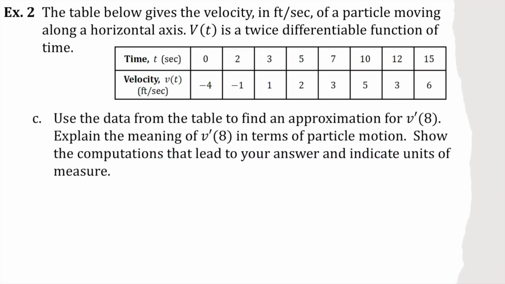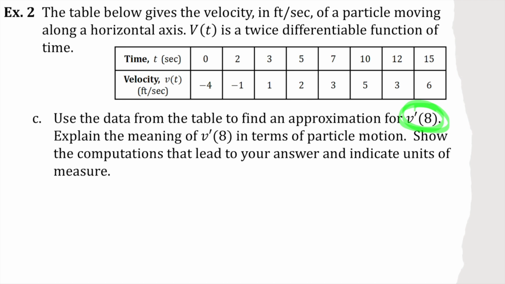Part C. Use the data from the table to find an approximation for v prime of 8. V prime of 8, that's the derivative of velocity, which is the slope. Explain the meaning of that in terms of particle motion. So we need the slope at 8.